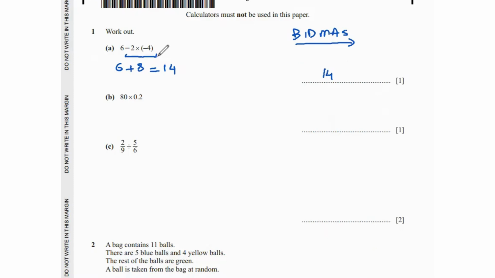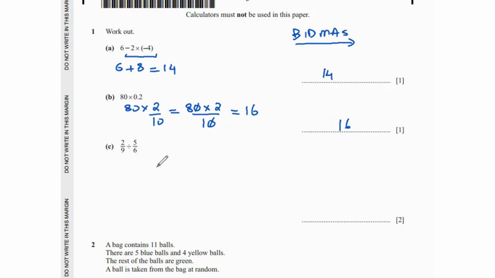Remember, whenever we're multiplying two negative integers, the answer will always be positive. This is why negative 2 times negative 4 became positive 8. Then 80 times 0.2, you can rewrite 0.2 as 2 over 10. So that's 80 times 2 over 10. You can cancel out the zeros because 80 is basically 8 times 10. So 80 divided by 10 would be 8, and 8 times 2 is 16. So that's your answer. Then 2 over 9 divided by 5 over 6.